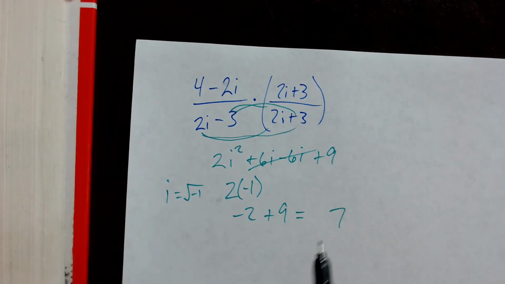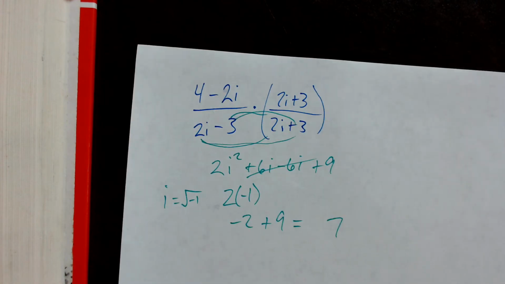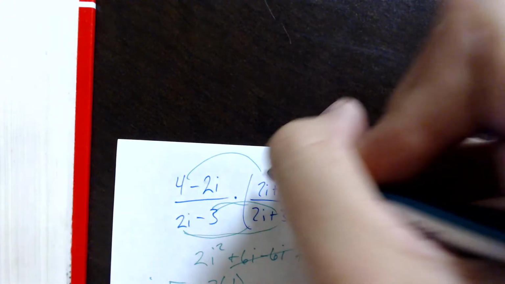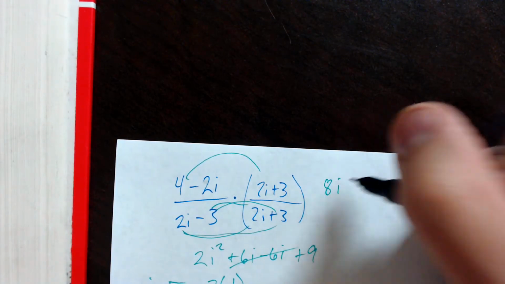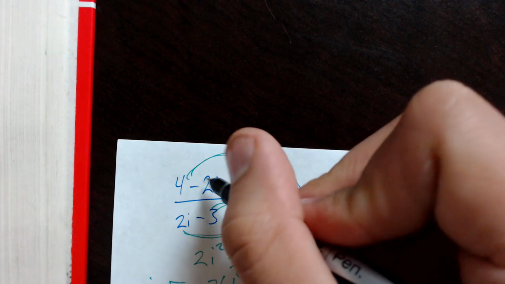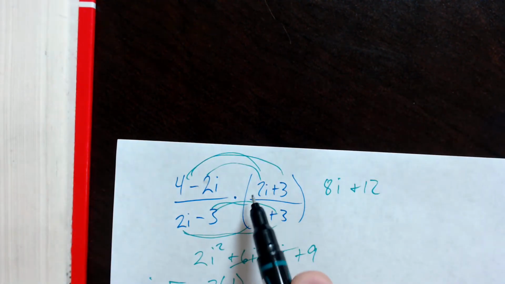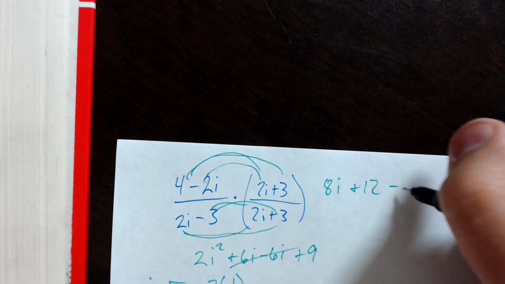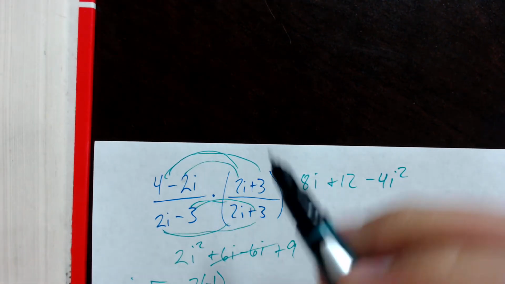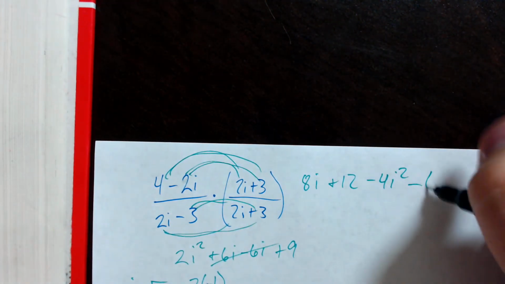Now, that is just our denominator. We still have to multiply the numerator. So let's go back up top here. 4 times 2i is going to give me 8i. 4 times positive 3 is going to give me plus 12. Negative 2i times 2i is going to give me negative 4i squared. And then negative 2i times 3 gives me negative 6i.